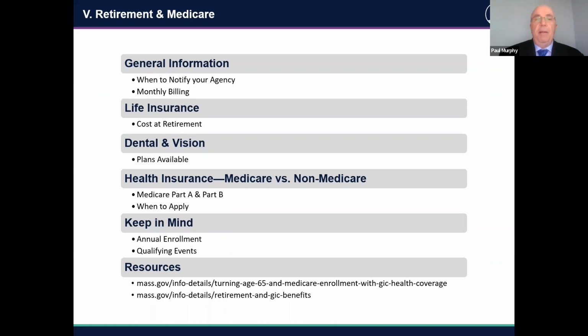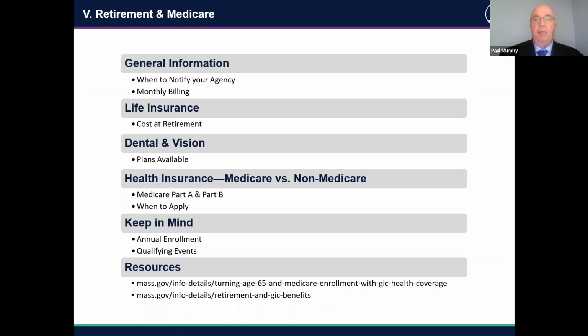Health insurance. This is where we get a lot of questions, particularly around people under 65, over 65. First off, keep in mind, if you are a state employee that was hired before 2003, you currently pay a 20% contribution and the Commonwealth pays 80% of that contribution. If you were hired after July 1st, 2003, you pay 25% for your health insurance and the Commonwealth pays 75%.